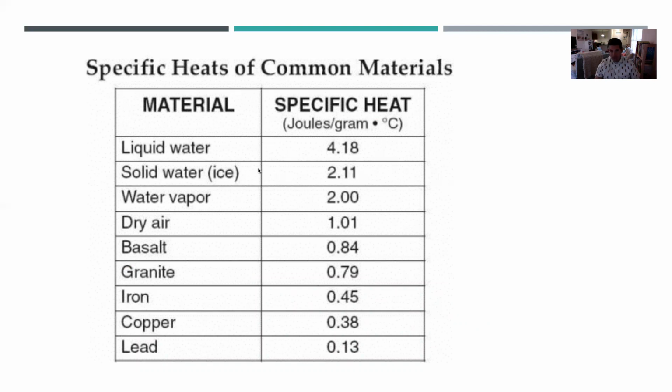And as we go down, solid water, 2.11; water vapor, that's if water is a gas, 2.00; dry air, 1.01; iron 0.45, lead 0.13, copper 0.38. So a lot of our metals have really low specific heat capacities, whereas our liquids, especially water, have very high specific heats.